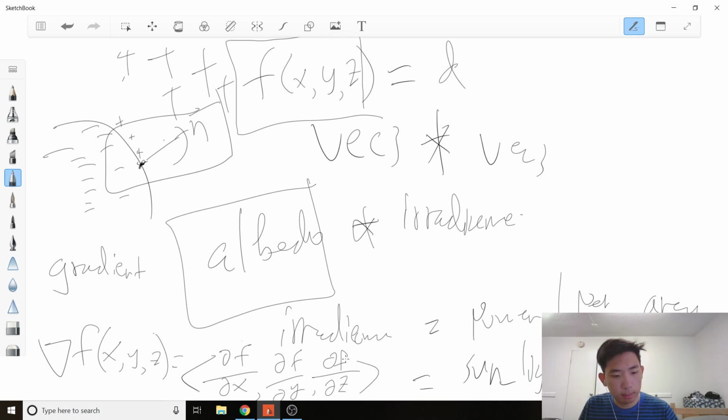This is the gradient. Since we're representing a 3D function, this is guaranteed to give us the normal of the surface at the point that we're shading at. All we have to feed into it is x, y, z.